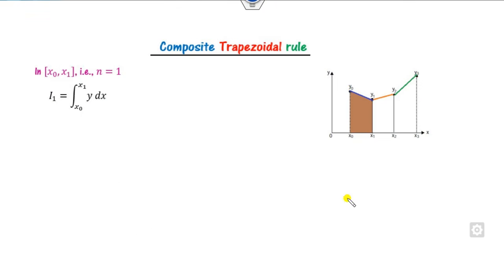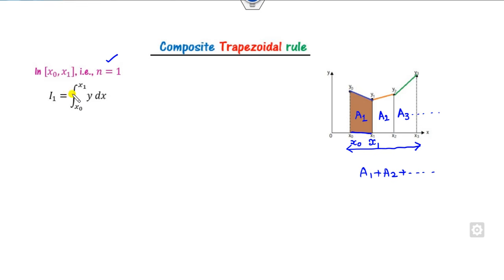How can you evaluate it? That's very simple. If I first find, call this area A1, this A2, this A3 and so on, then the total integration is nothing but A1 plus A2 plus so on. So if I consider the first interval, that is x0, x1, that is n equal to 1, there is no subinterval here, there is only one length.